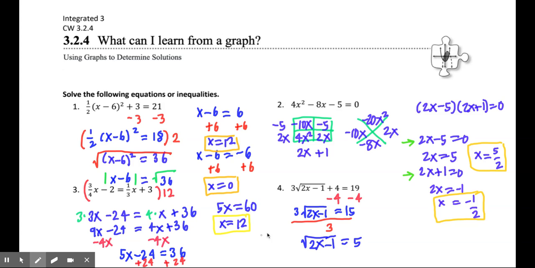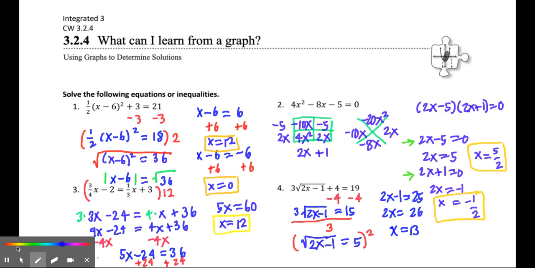And now the root is isolated, so now you can undo the root by squaring both sides, and then you get 2x minus 1 equals 25. Then you add 1 to both sides, and you get 2x equals 26. And then divide by 2, and you get x equals 13. And there you go. That's the answer.